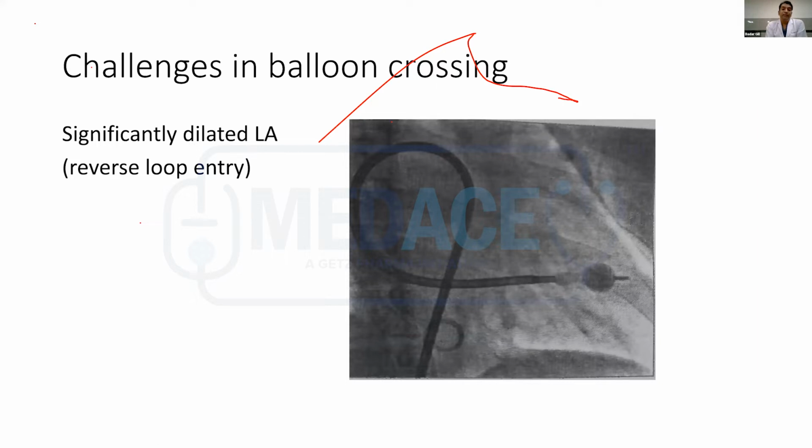At times there is a significantly dilated LA, and people do use the reverse loop entry, which I have shown in the picture. This reversing is done with the help of this pigtail LA wire. We have to recross the LA wire again from the dilator, make it reverse, and then do the balloon. It is helpful in case of a significantly dilated LA.